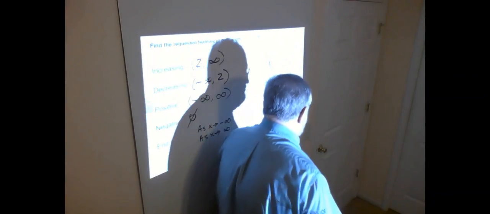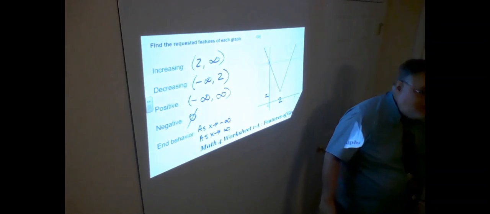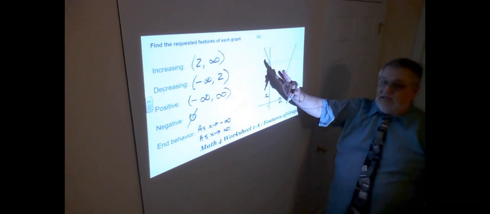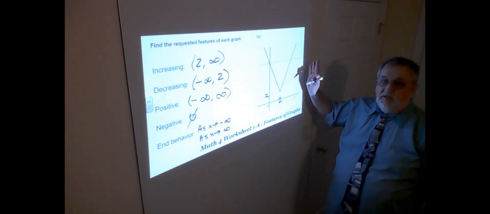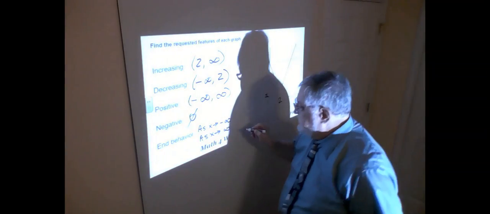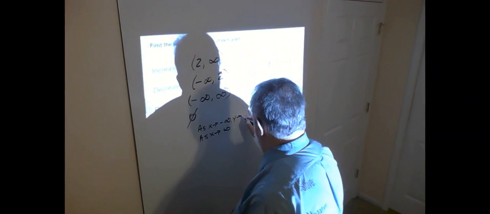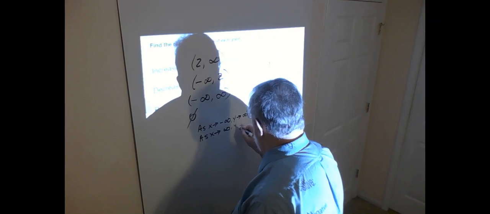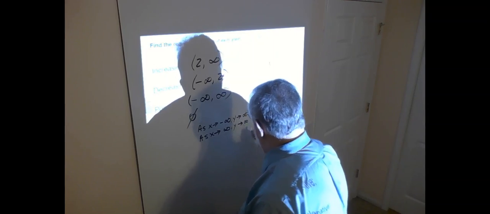All right. So next we talk about end behavior, and on both ends, when x is negative and when x is positive, it's still going up for y. So we're going to say y approaches infinity, y approaches infinity.